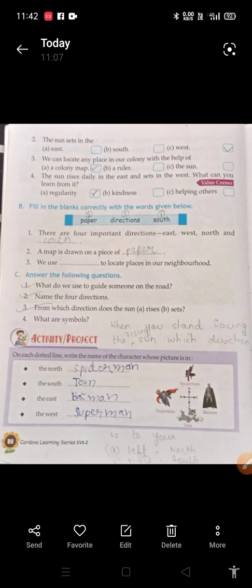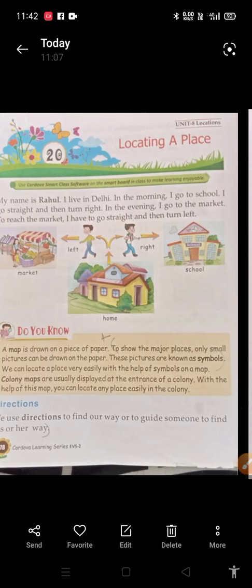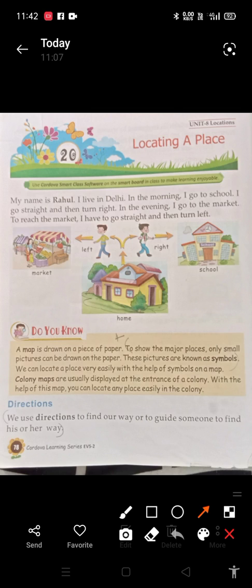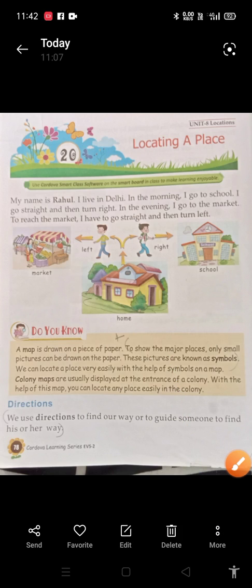What are symbols? You can find this answer on page number 78. To show the major places, only small pictures can be drawn on the paper. These pictures are known as symbols. Symbols help us to locate the place easily on the map.